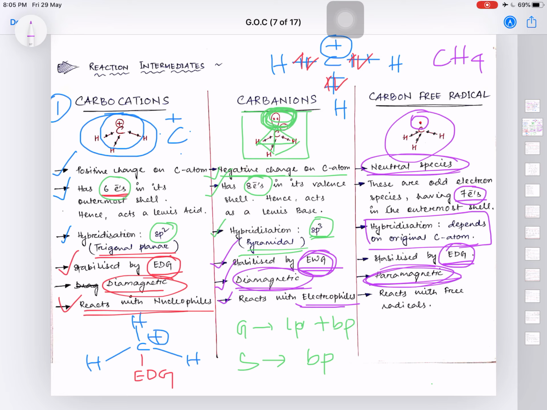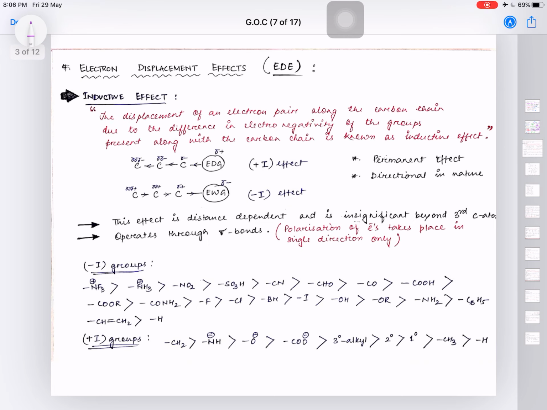Since it is electron deficient, it will be stabilized by electron donating groups. And it will react with free radicals. Just keep in mind that free radicals do not react with electrophiles or nucleophiles. Free radicals only react with free radicals. So these are the 3 different types of reactive intermediates that we will be studying. These reactive intermediates are very important. Let us come to the next part.